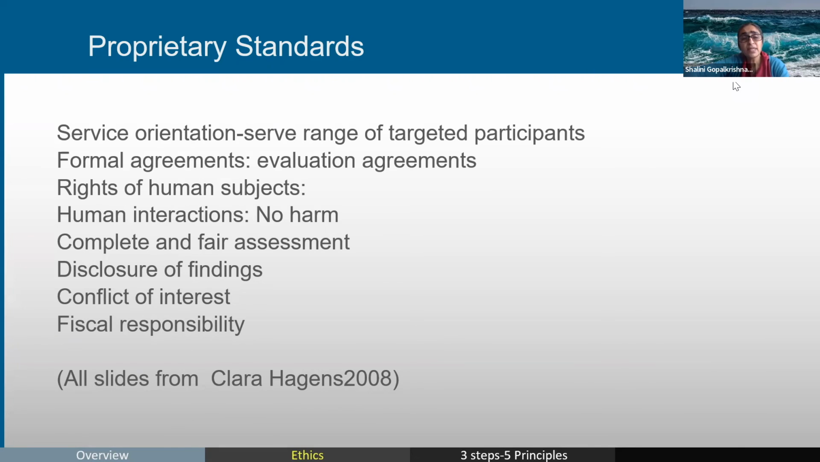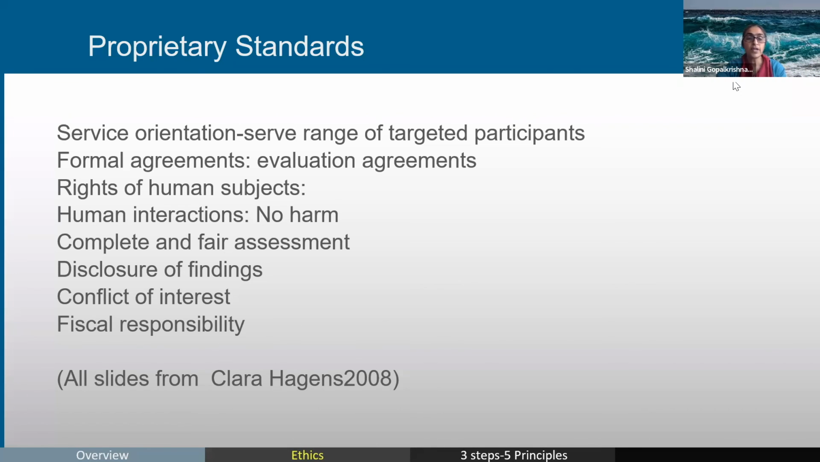The propriety standards: one is service orientation, so that you serve a range of targeted parts. You don't say, oh no, only my village, my culture, my thing. No, across the board. Have formal agreements on evaluation; make sure you have an agreement so that you can follow it. What are the rights of human subjects? Remember, there's informed consent, anonymity, confidentiality, and do no harm. In all your human interactions, make sure no harm is done.